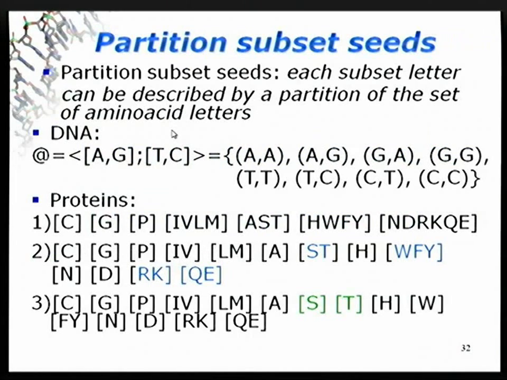Another idea, a special kind of seeds, is so-called partition seeds, meaning we allow all pairs between letters from one group. For example, in case of DNA, the at symbol can be described in this way: we have a partition into AG and TC, and allow all matches inside the group. What does AG mean? We have a four-letter alphabet, and the symbol at says that a good correspondence is a correspondence inside of the group. So A and G is okay, T and C is okay, but A and T or G and C are not allowed. And here are some examples of reasonable groups for proteins.